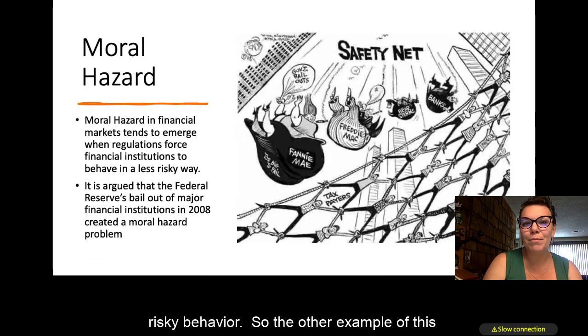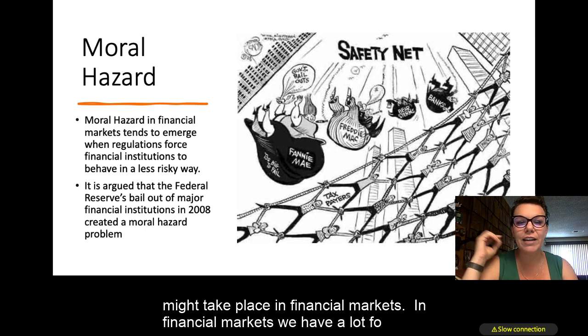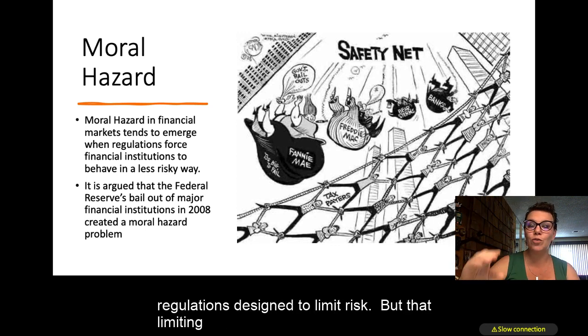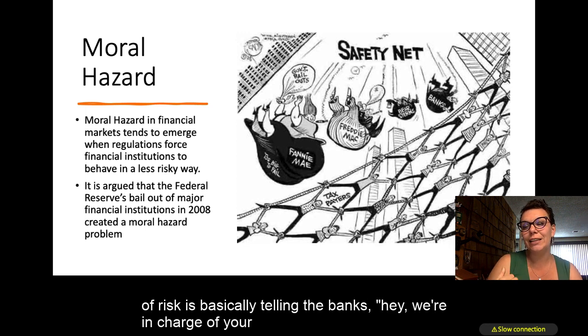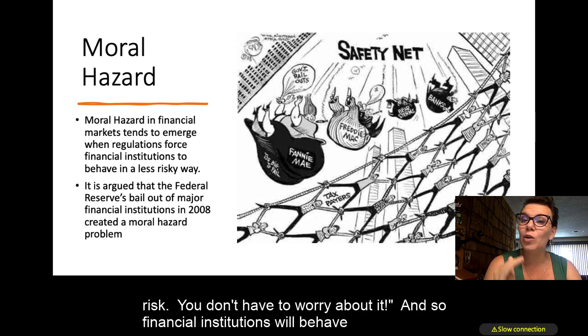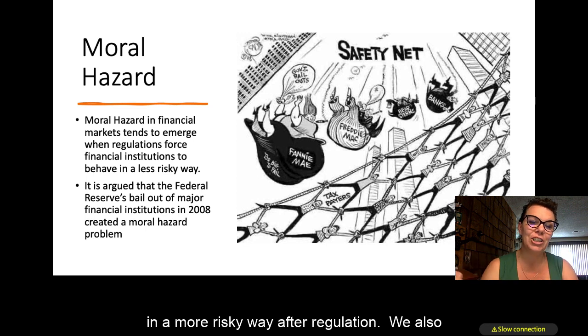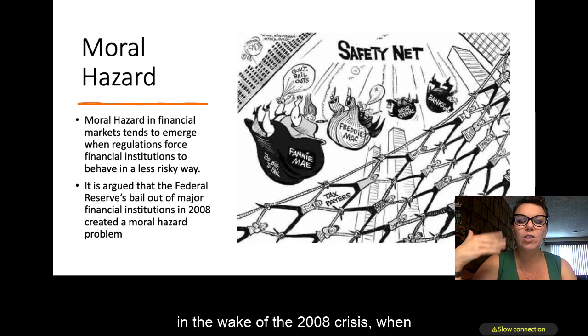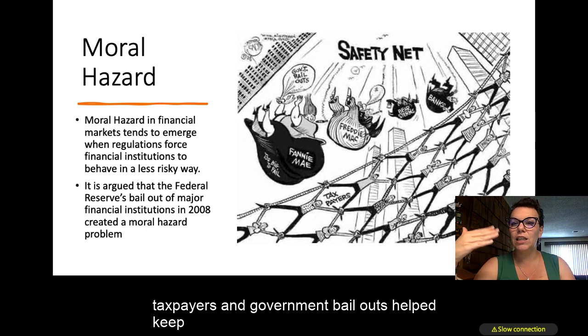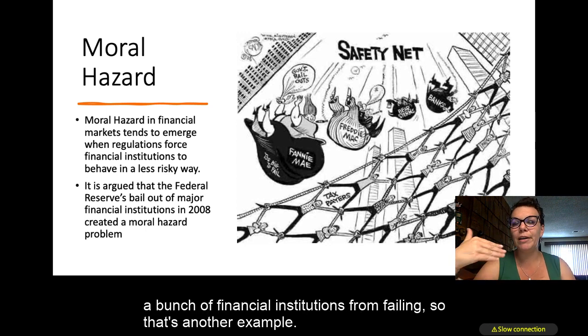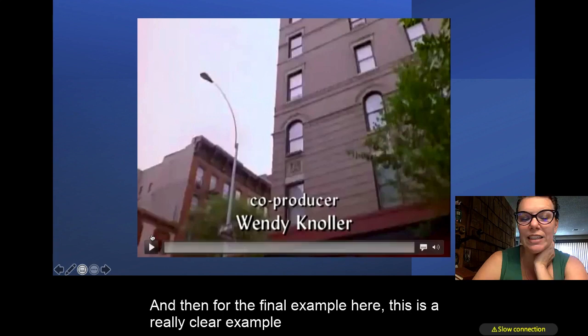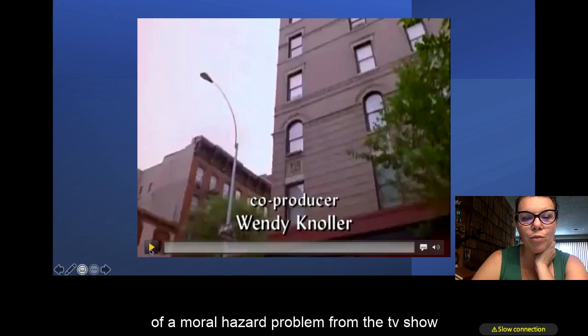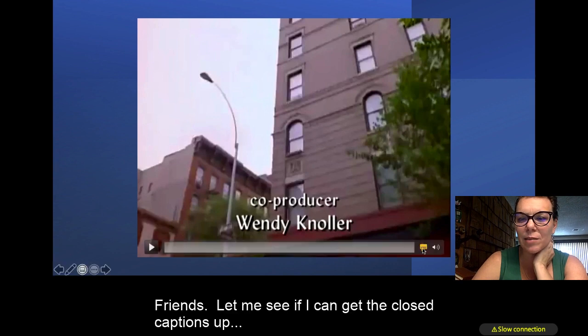So the other example of this might take place in financial markets. In financial markets, we have a lot of regulations designed to limit risk. But that limiting of risk is basically telling the banks, hey, we're in charge of your risk. You don't have to worry about it. And so financial institutions will tend to behave in a more risky way after the regulation. We also see a big moral hazard. A lot of economists argue a lot of moral hazard takes place in the wake of the 2008 crisis when taxpayers and government bailouts helped keep a bunch of financial institutions from failing. And so that's another example. And then for the final example here, this is a really clear example of a moral hazard problem from the TV show Friends. Let me see if I can get the closed captions up.